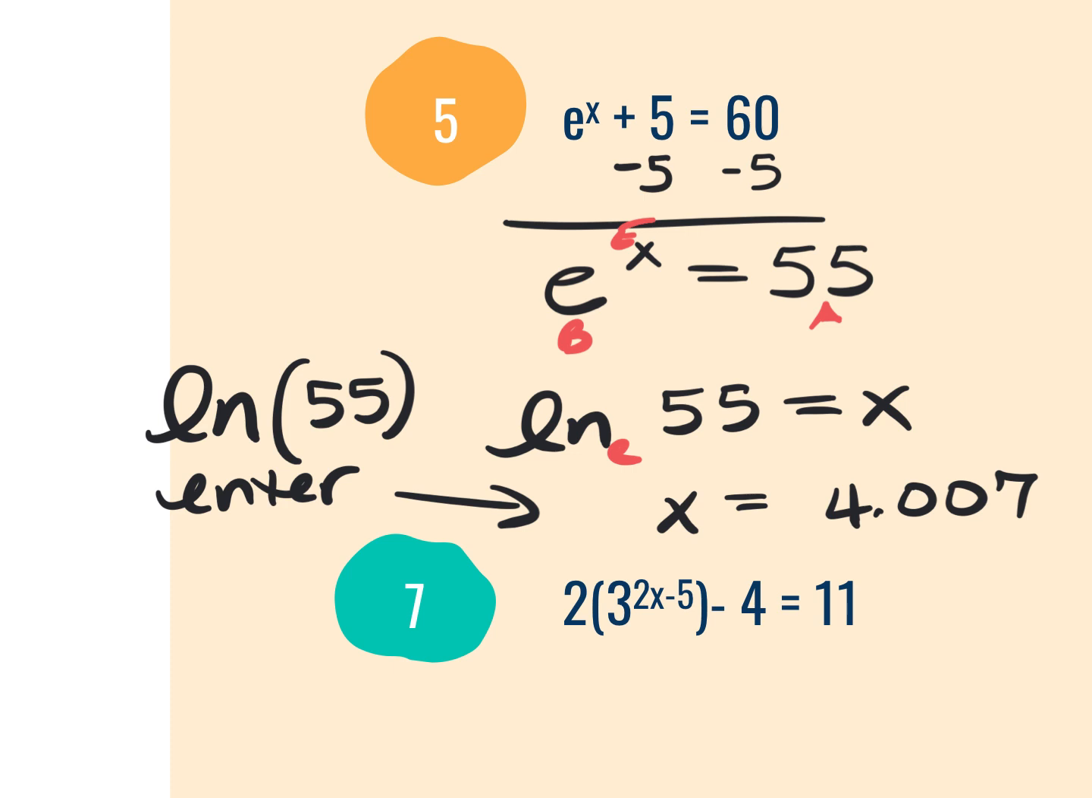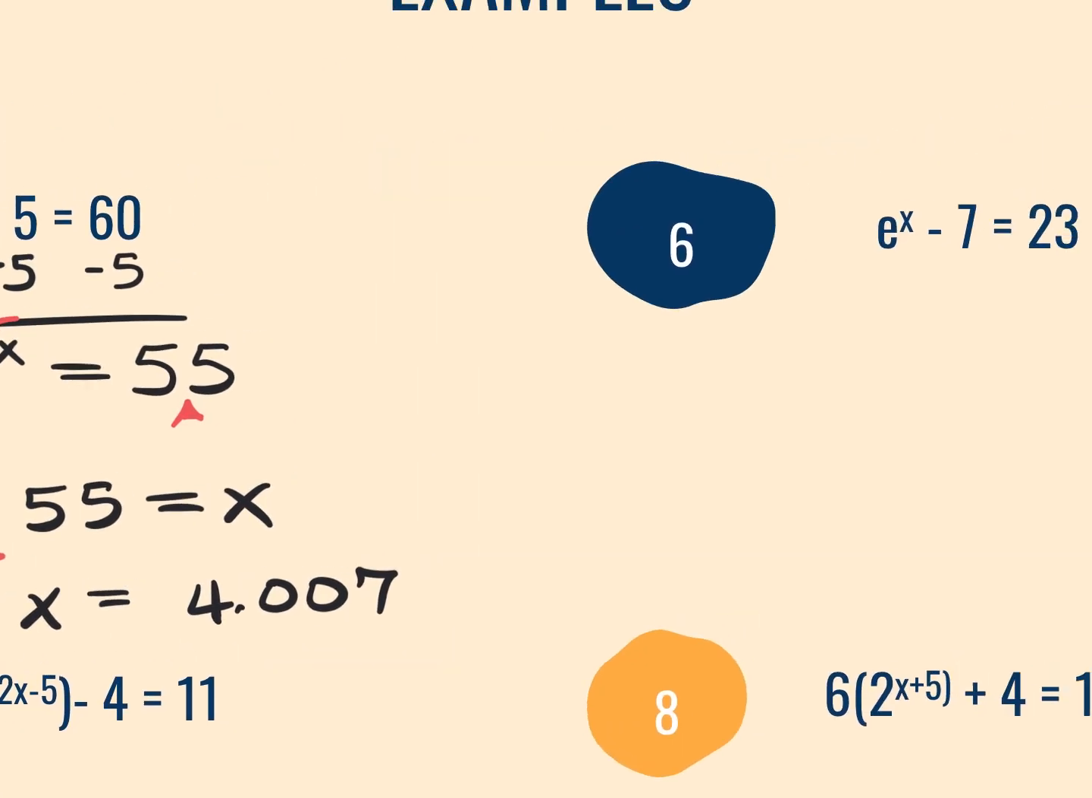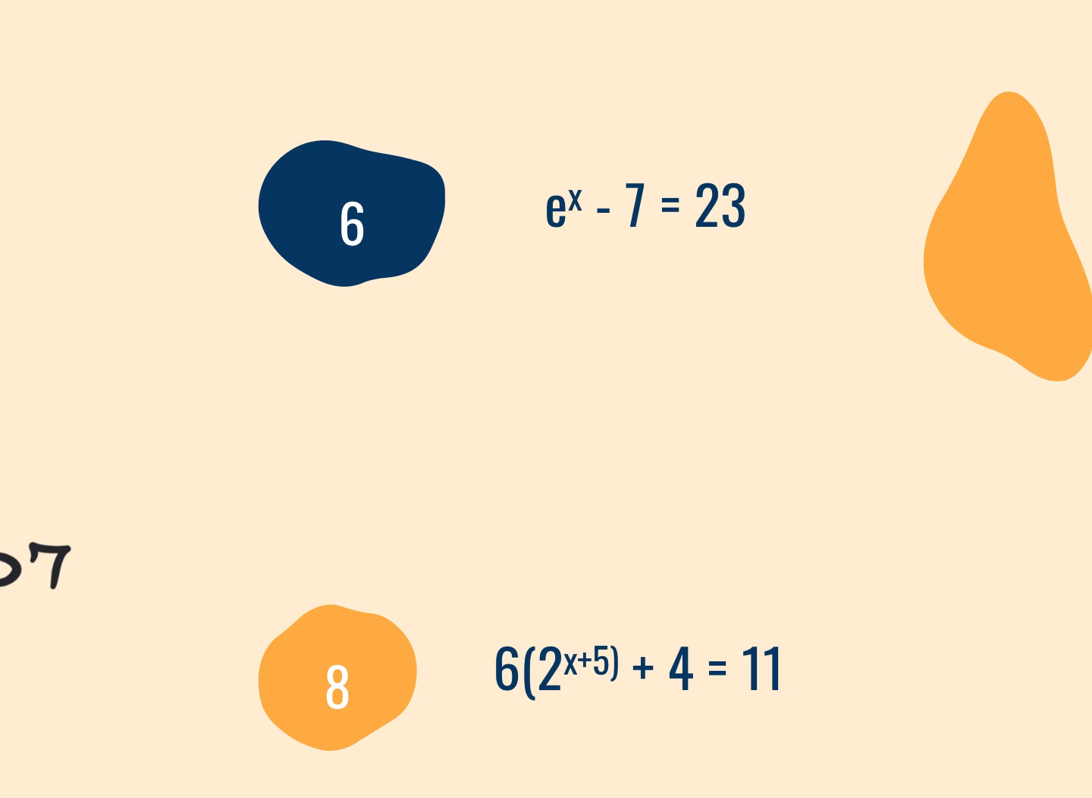4.007. For number 6, I'm going to isolate the e to the x power. I need to add 7 to both sides. E to the x power equals 30. Again, I cannot change 30 so it turns into an e with that base. So I'm going to, again, turn it into log.